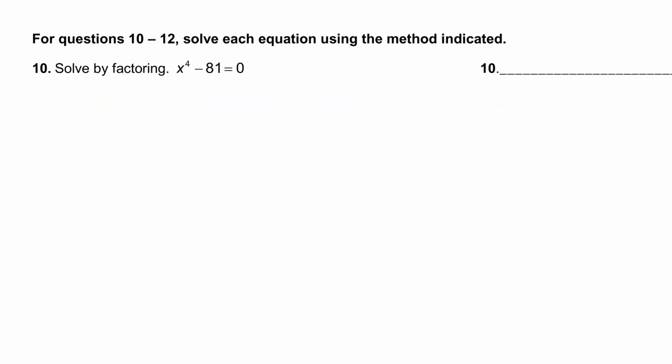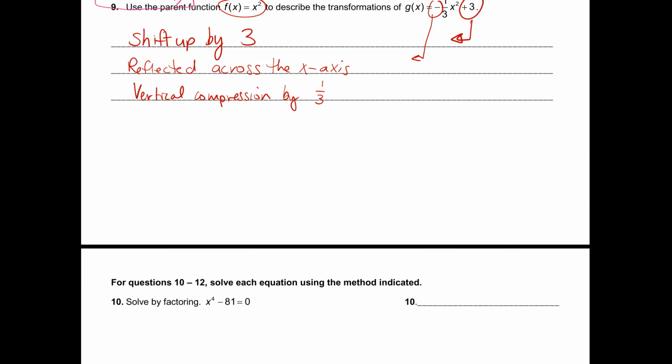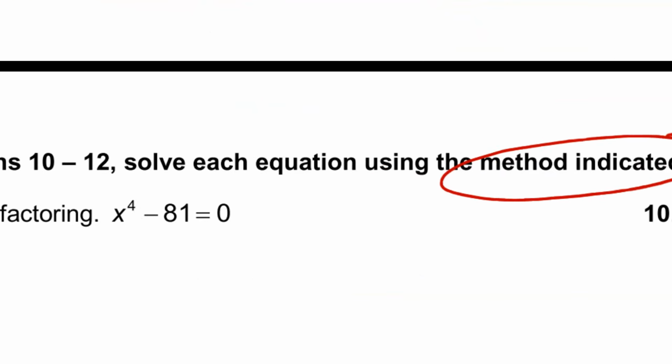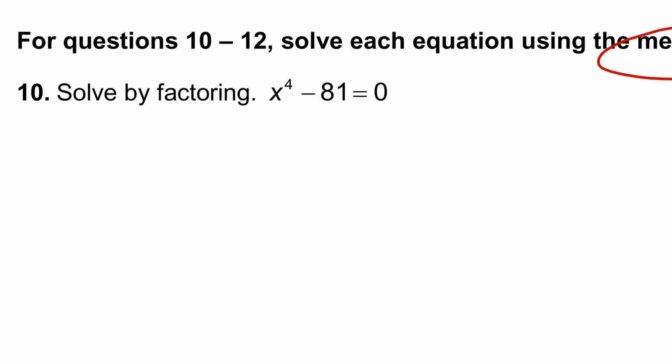No. Okay, number 10. So for 10 through 11, solve each equation using the method indicated. So this is what I'm talking about. I say how you have to solve it. If you don't solve it that way, you don't get the points. That's why we're going through it right now in class. Solve by factoring. So I must factor. I don't have to go through the order because it told me exactly which method to use. This is a difference of squares.